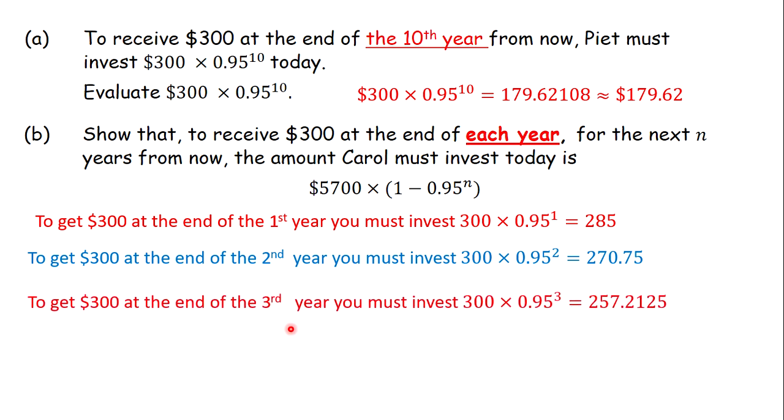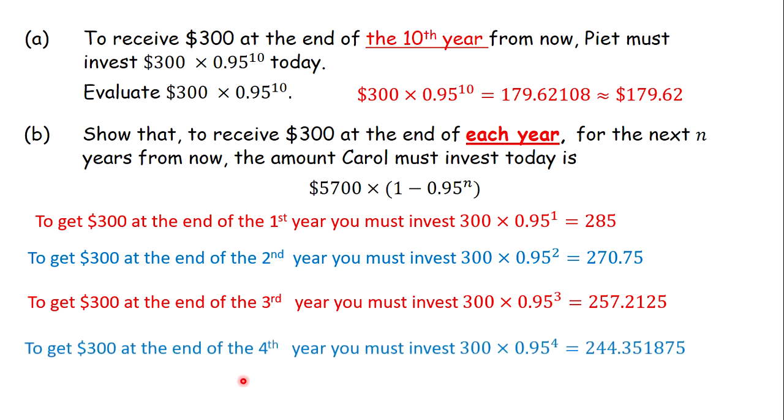At the end of the third year, in order for him to receive 300, how much should he invest today? Well, substitute into that formula; he has to invest something less than that. It makes sense that you should invest less if you want to get 300 at the end of those number of years, the third year or the fourth year. And maybe we do one more. At the end of the fourth year, you must invest 244 in order for you to get 300 at the end of that year. I hope you understand that.